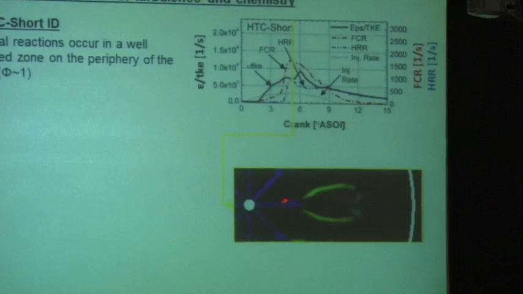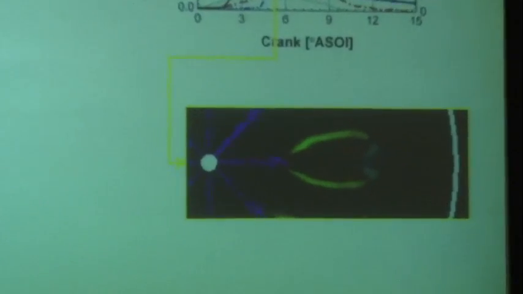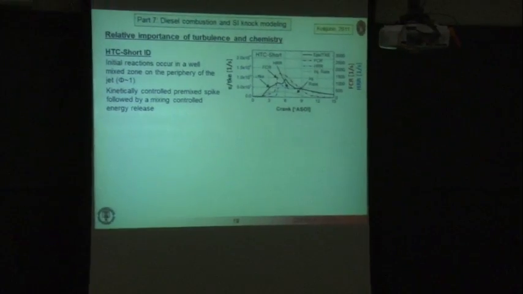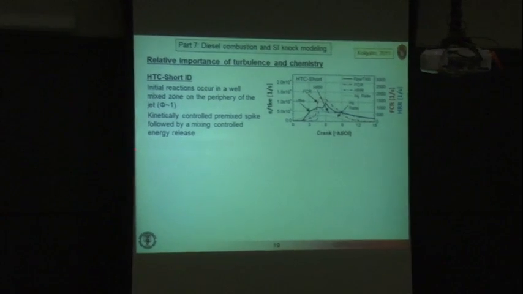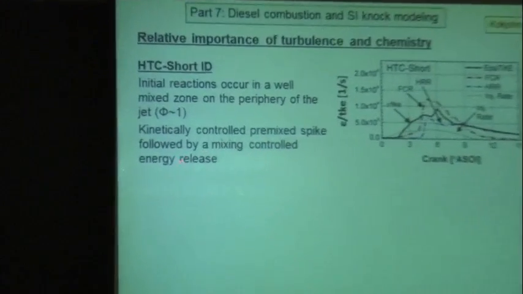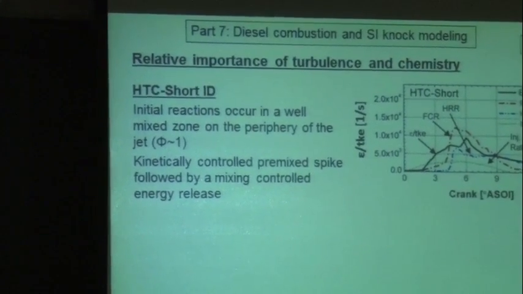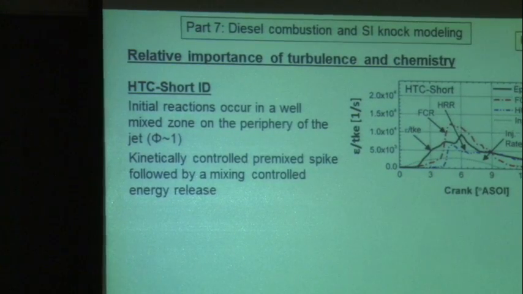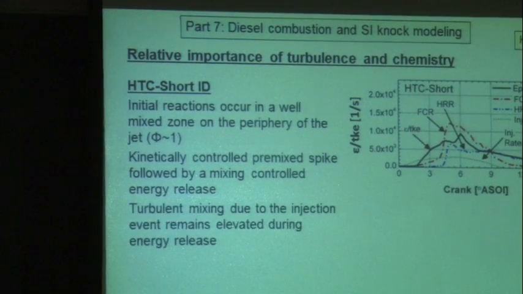And remember that here we saw the structure of the jet as shown here, just showing you at the peak heat release point. So the conclusion is that basically you have a kinetically controlled premix spike followed by mixing controlled energy release, as is conventionally thought of in diesel combustion.